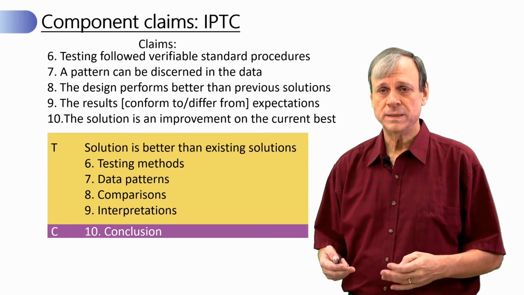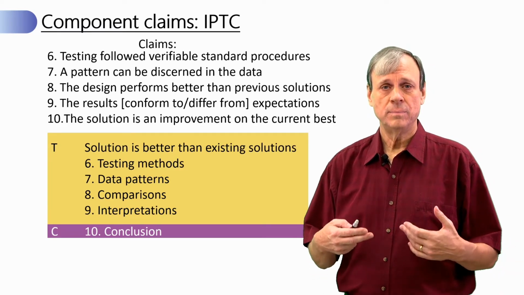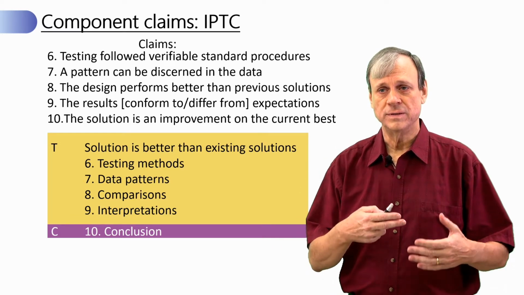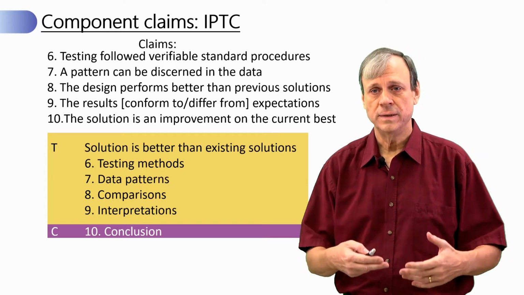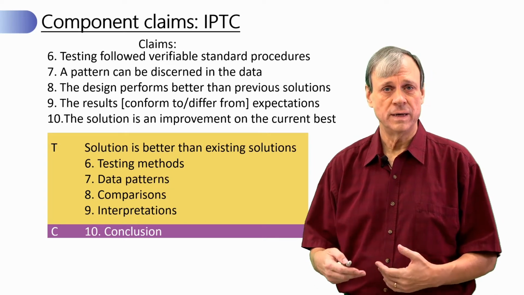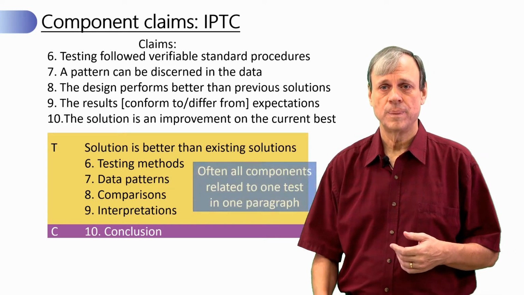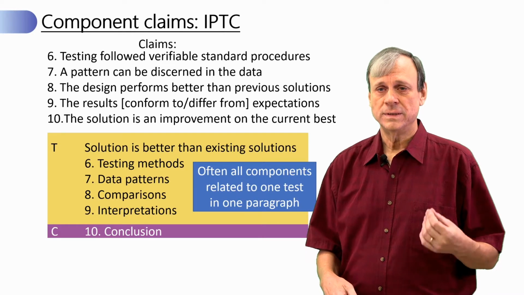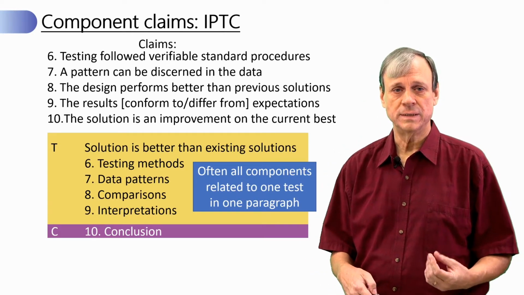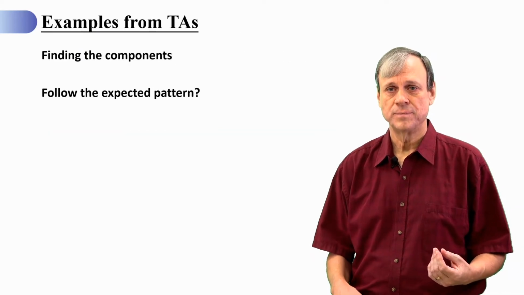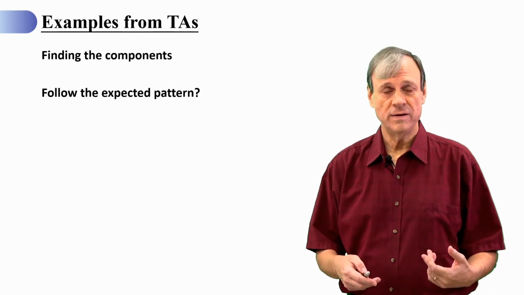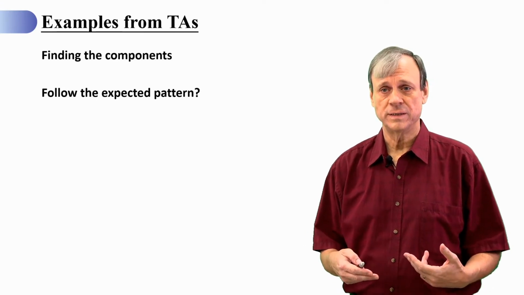Whereas in IPTC, you have the same sorts of things, but you also have the testing method, and often these various things, the testing method, the pattern, and the comparisons are all found in the same paragraph, again, followed by a separate conclusion. So this is one of the main differences between IMRD and IPTC in this division. So now we're going to let the TAs show you in their articles how they found the components and whether they fit the expected pattern.